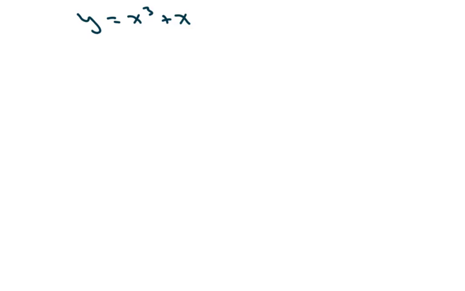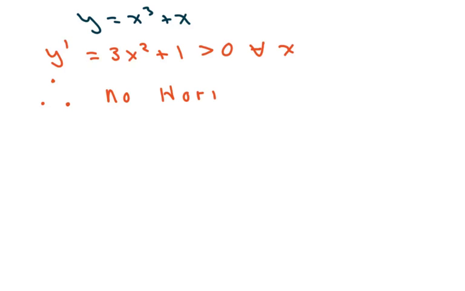We have this one here, so the first thing we want to do is take the derivative of y, and you get 3x squared plus 1. And this is always greater than 0 for all x. Therefore, there are no horizontal tangents, because you can't ever set it to 0 since there are no real x's.